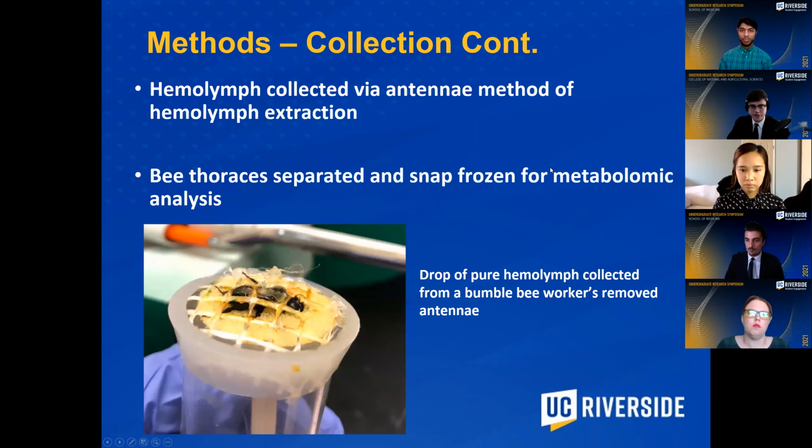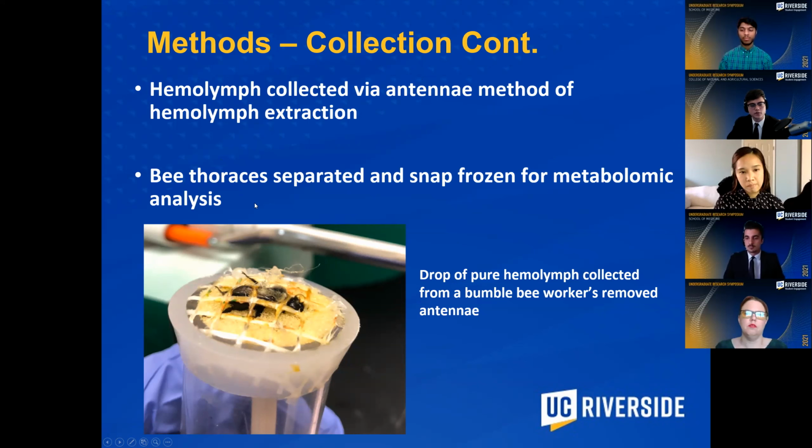For the hemolymph collection, hemolymph was sourced from the antenna method of hemolymph extraction. This was optimized in prior research of mine. The goal of this was to separate the head from the body and extract the hemolymph via the antennae method. And so there you see in the image below, there is a drop of pure hemolymph collected from a bumblebee worker's removed antennae at the head.